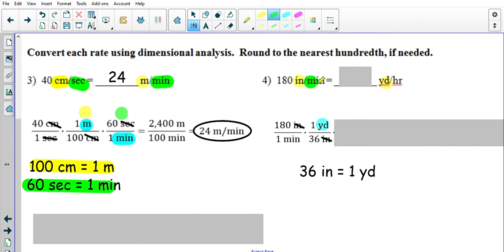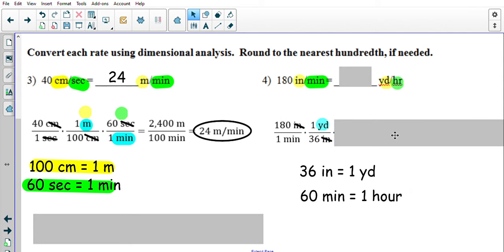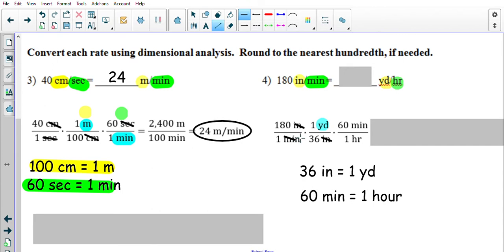We also need to convert minutes to hours. So of course we know that there are 60 minutes in 1 hour. Count those down as well. I've got minutes on the bottom here, so I want minutes on the top of this fraction. So 60 minutes over 1 hour. Now again, since we have minutes on the bottom, minutes on the top, I can cross off that label, and I am going to be left with hours. So I'm going to be left with yards per hour, which is exactly what I want right here.